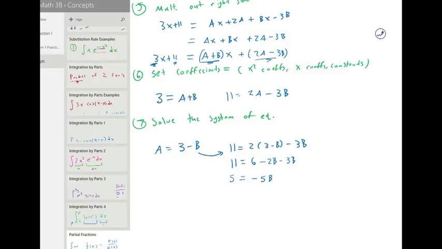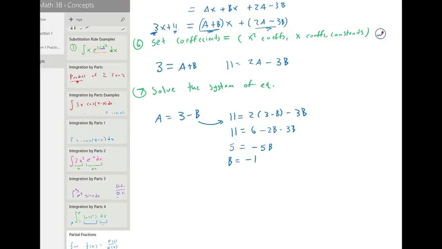Combine those two terms and solve for B. B equals -1. And then we plug B back into our original equation. A equals 3 - B, which is 3 - (-1). So A must be 4.